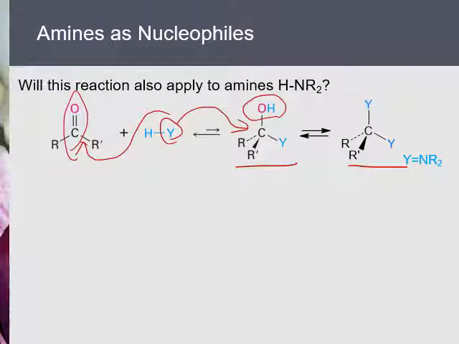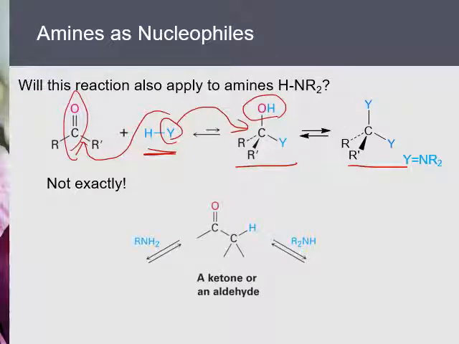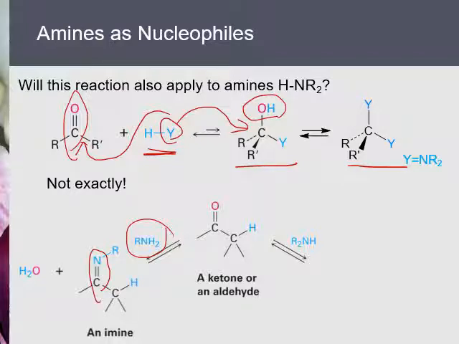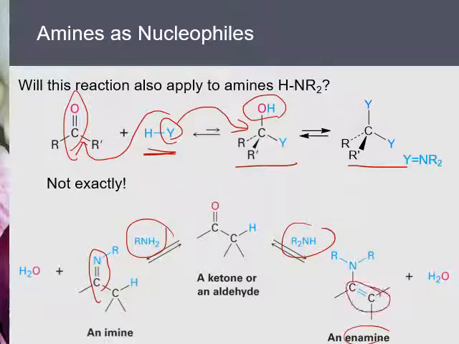Suppose the nucleophile is an amine. Will the reaction follow the same procedure and give you similar products? Not exactly. It turns out that the product depends on what type of amine. If it's a primary amine, the product is called imine. You have a C=N double bond. If the amine is secondary, then the product is called enamine. You have a C=C double bond with a nitrogen attached to this carbon.